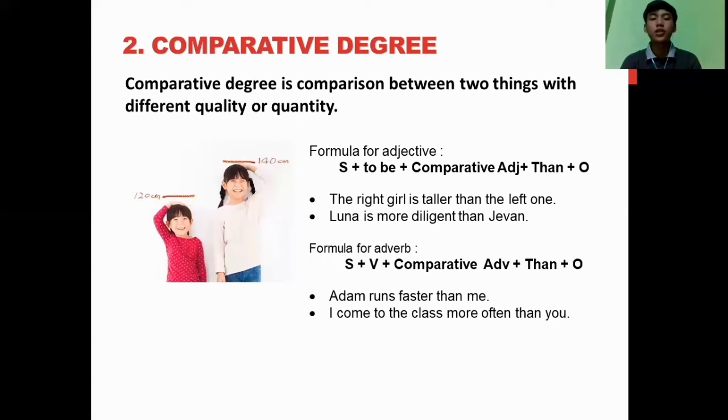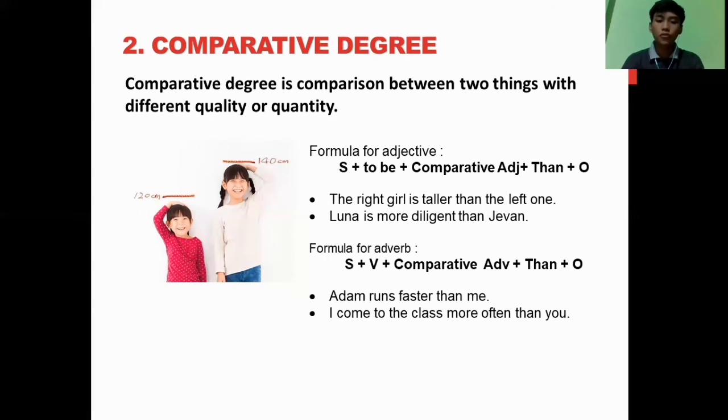So how do you change it into comparative degree? You can use the formula. The formula is subject plus to be plus comparative adjective plus than plus object. So the sentence is, the right girl is taller than the left one. And another example, Luna is more diligent than Jevandra.